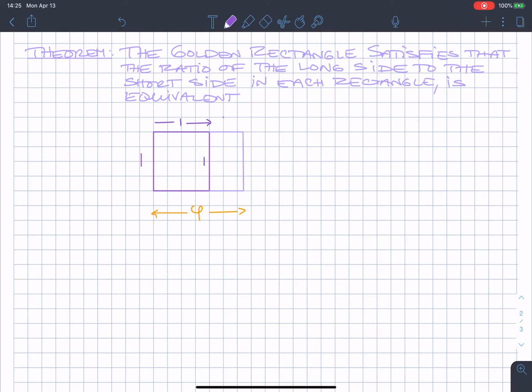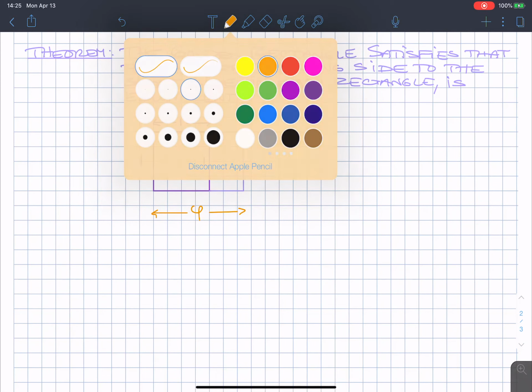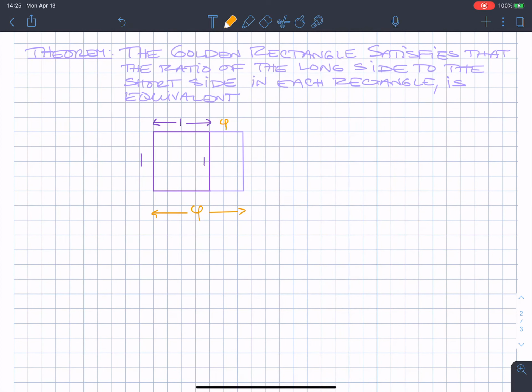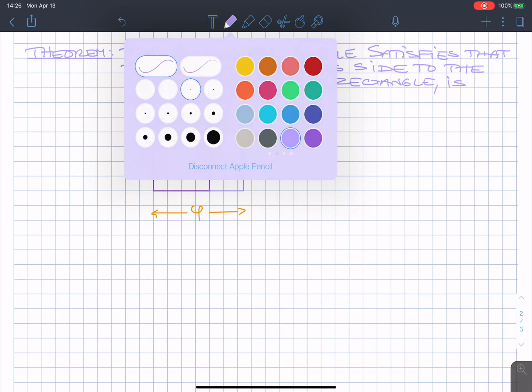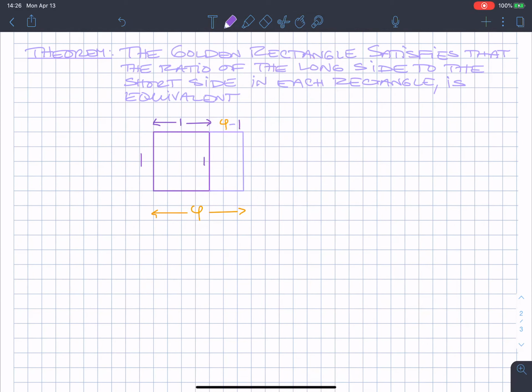So what is that small little length going to be then here? And this length is phi minus 1. Actually, let me explicitly show it. The whole top would be phi, but I'm subtracting 1. So it's phi minus the 1 on the left, right? So this little portion here is phi minus 1.